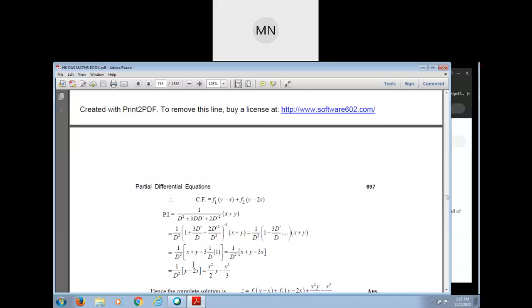Yes, ma'am. So 1 by d means what? Partial differentiation with respect to x, so you have to integrate with respect to x. So y is treated as constant, so y will come outside. When we first integrate one time, y is constant, then this will be x into y, isn't it?